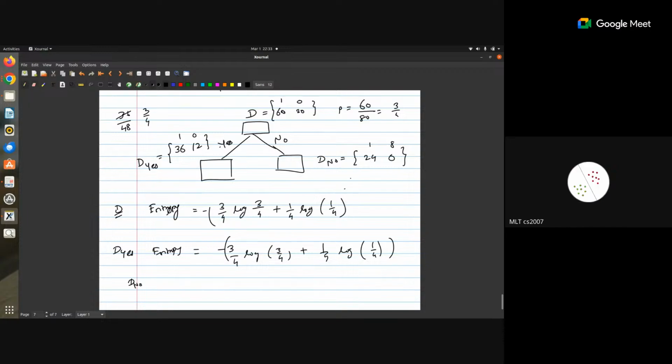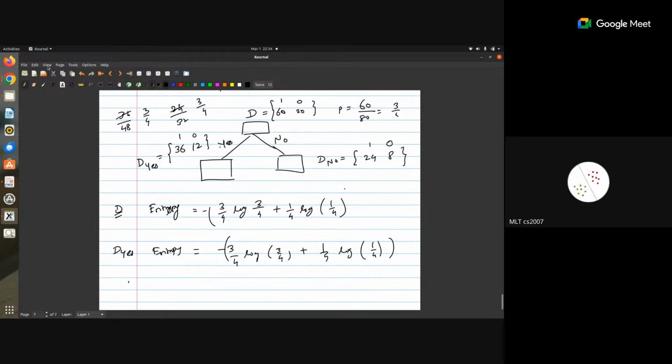For D_no, will that be the same? I think I have written it wrong here. It should be 8 and 24, so a total of 32. So it is 1/4 and 3/4, the same. Right. So now what will be the information gain?